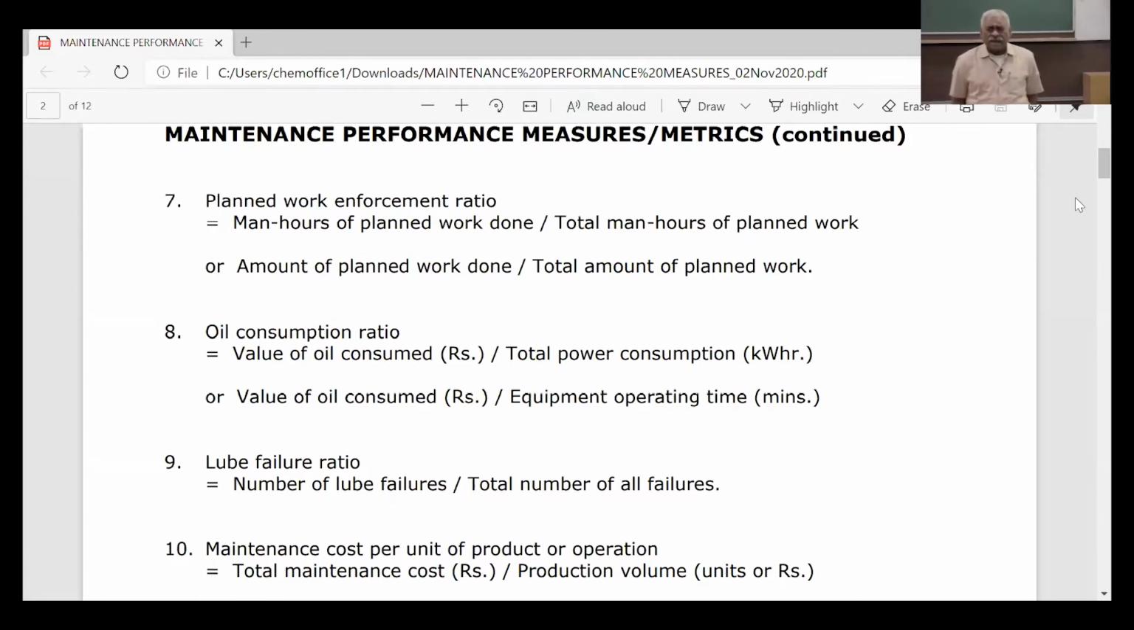Then you have something called oil consumption ratio. You'll see energy and oil consumption are very strong indicators of the status of maintenance. Do you agree?